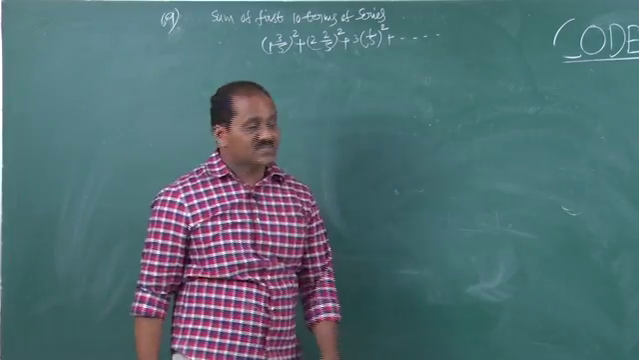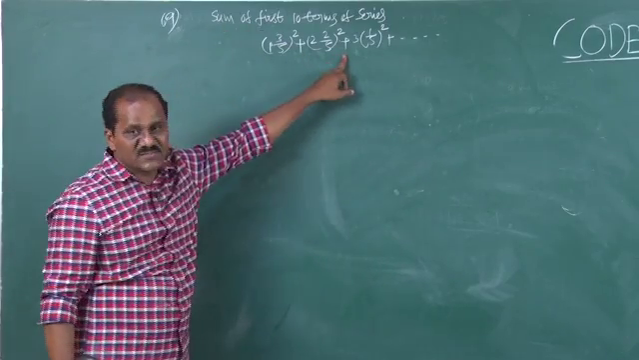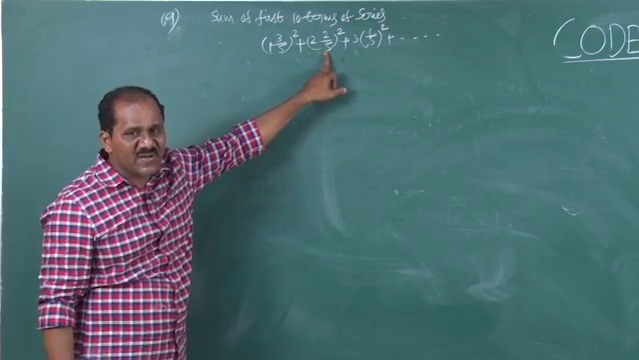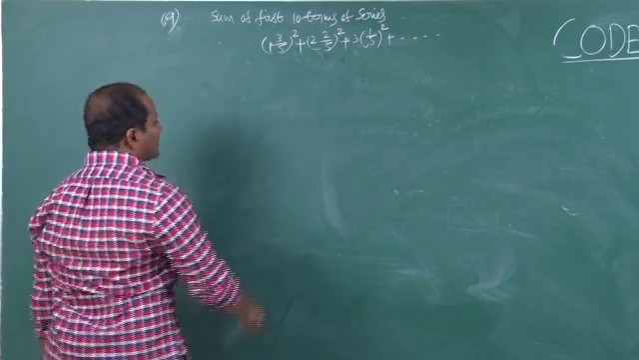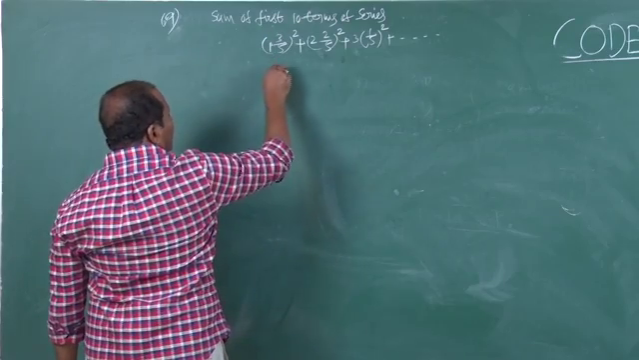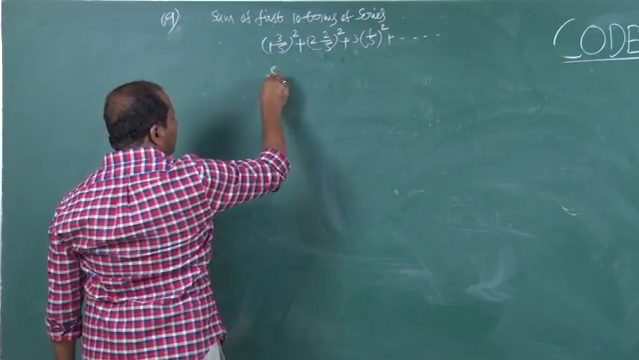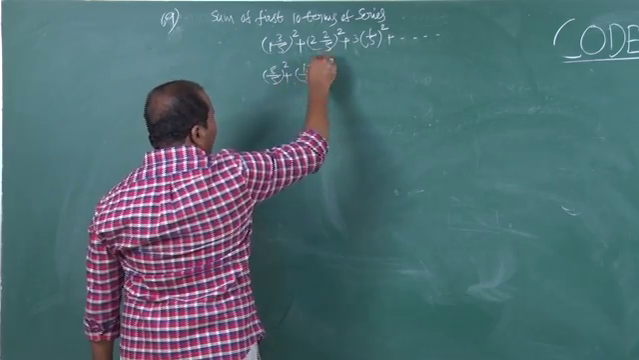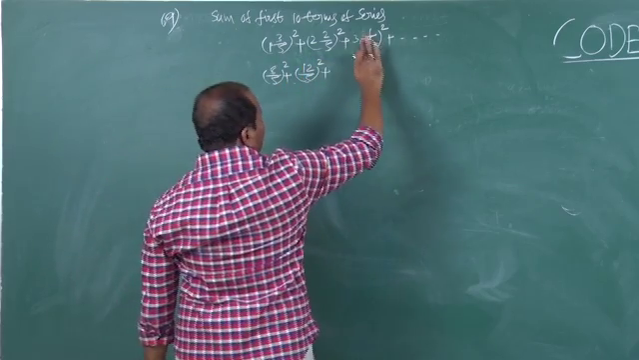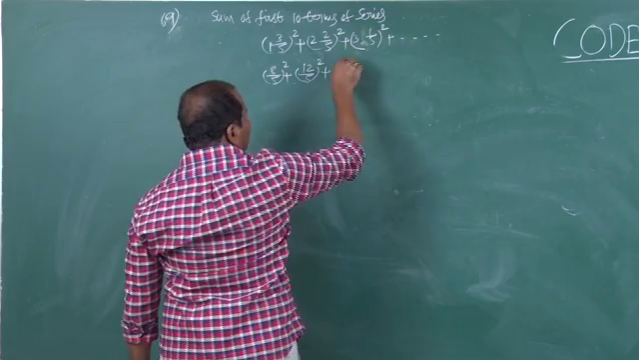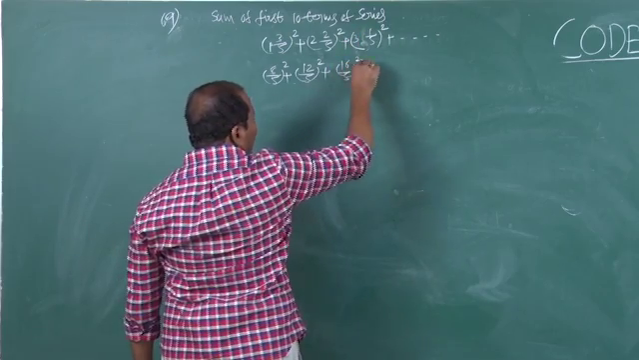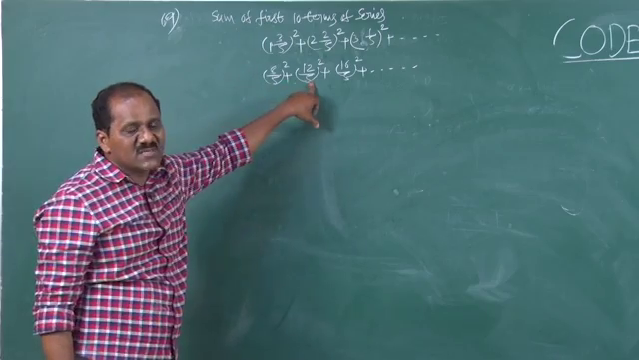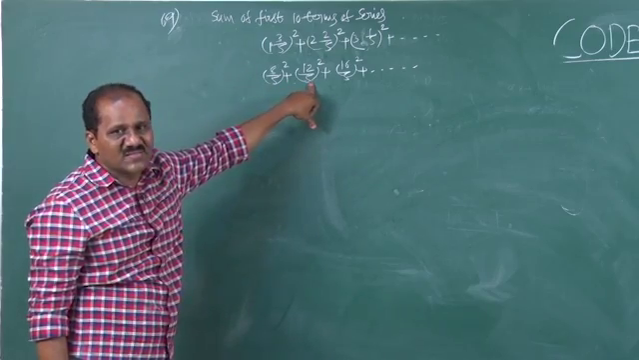Next question, sum of first 10 terms of the series. See, each and every term of the series is a mixed fraction, so let us convert into proper fractions. (5 plus 3), 8 by 5 whole square, plus (10 plus 2), 12 by 5 whole square, plus (15 plus 1), 16 by 5 whole square, plus so on. Like that, 10 terms of the series are given, and we have to find the sum of all these terms.